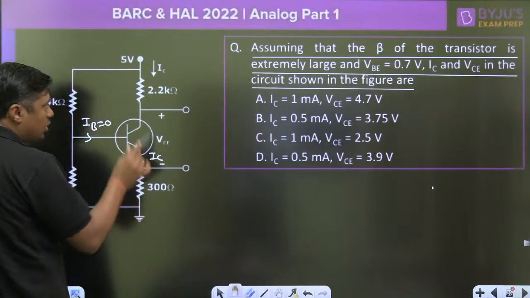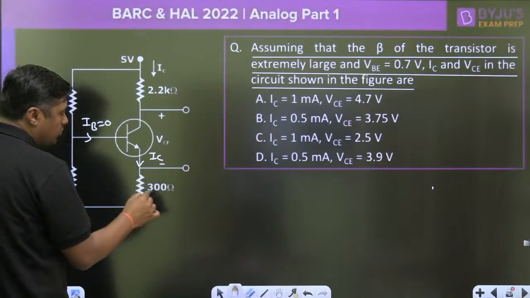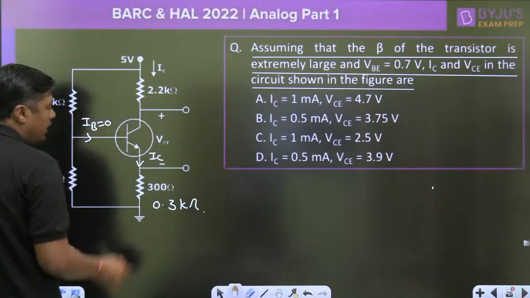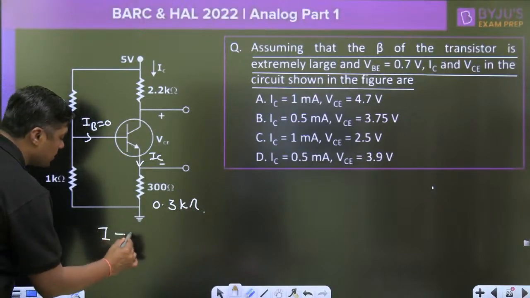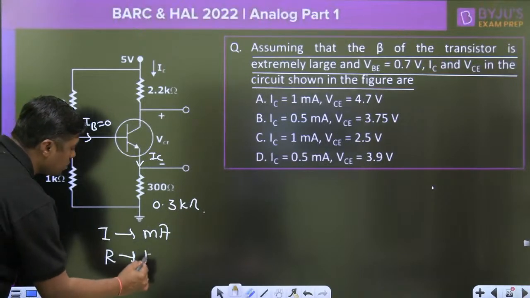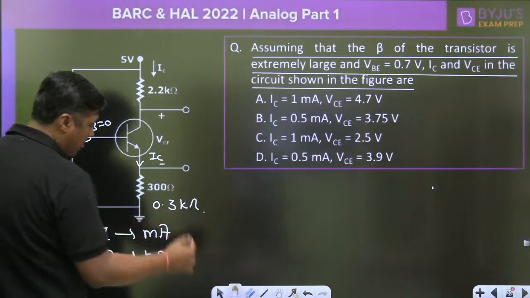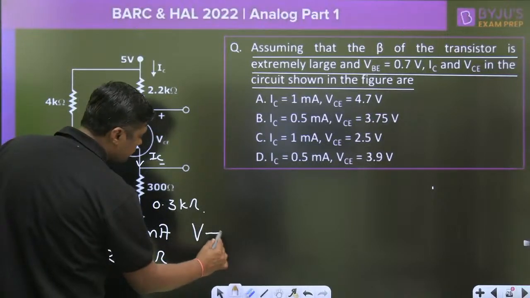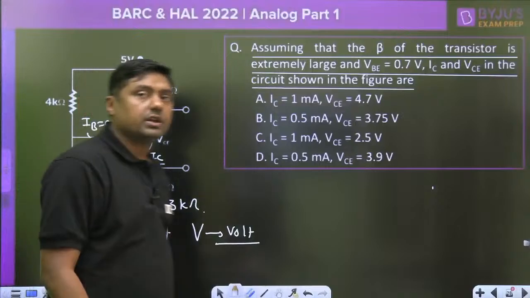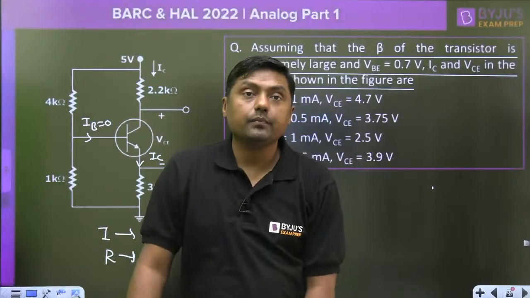Always remember, in transistor circuits, all the resistors should normally be in kilo ohm. So 300 ohm means what? 0.3 kilo ohm. And current will normally be in milliampere. Resistor in kilo ohm in case of BJT, current in milliampere, and voltage in volt. These are the units.